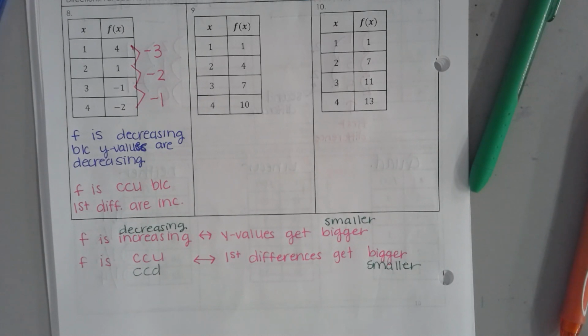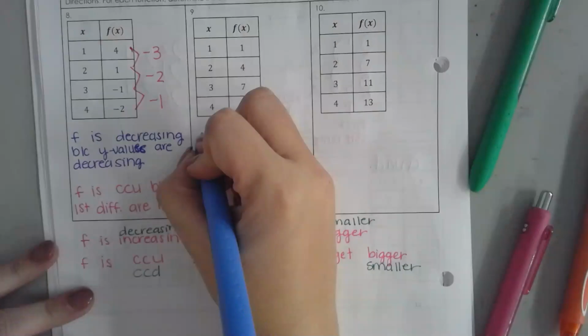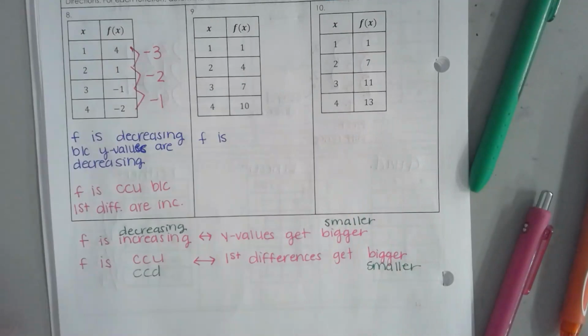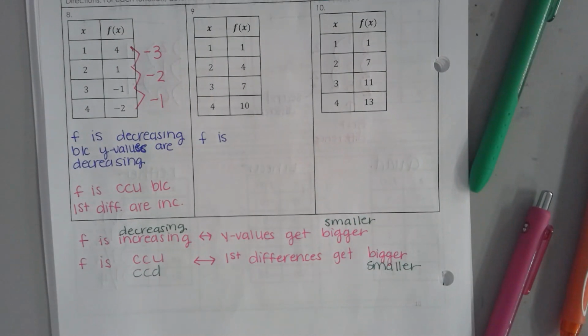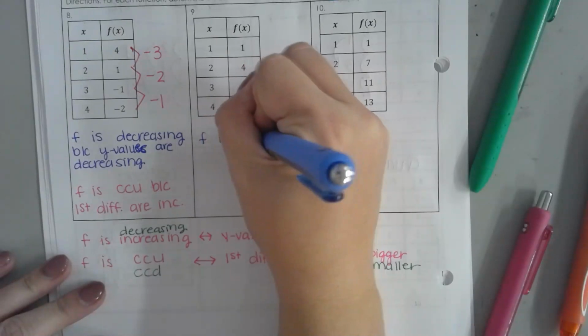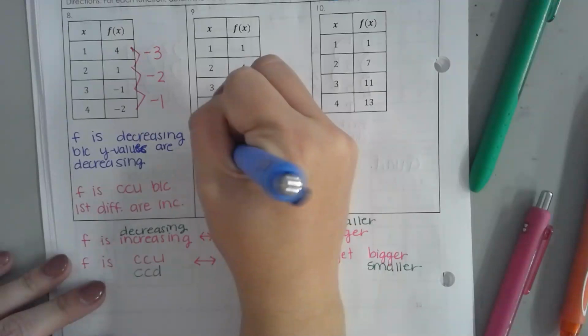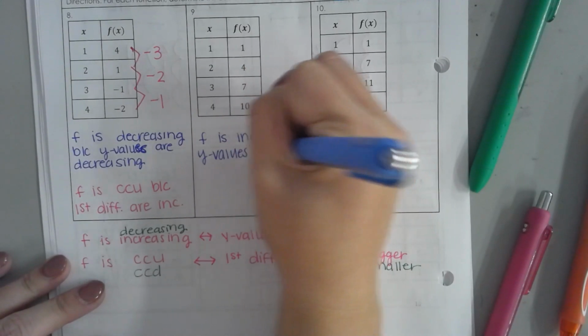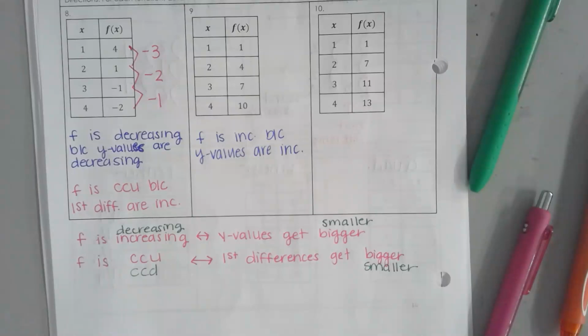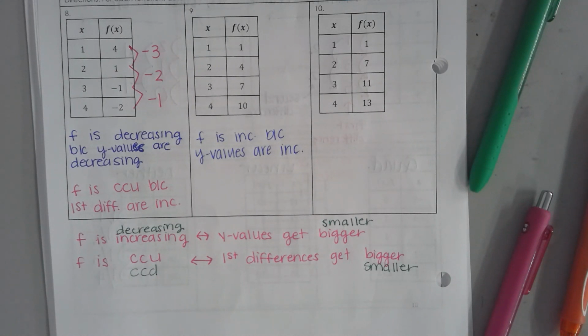All right, let's look at number 9. Is F increasing or decreasing? It is increasing because Y values are increasing. Your Y values are 1, 4, 7, 10.